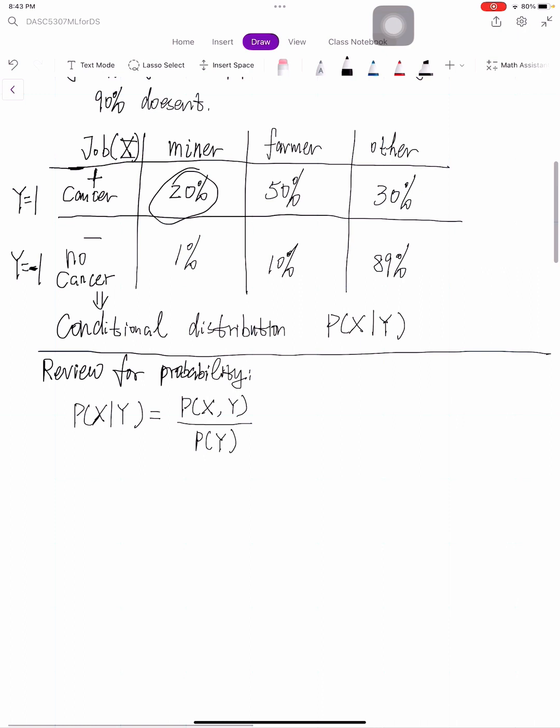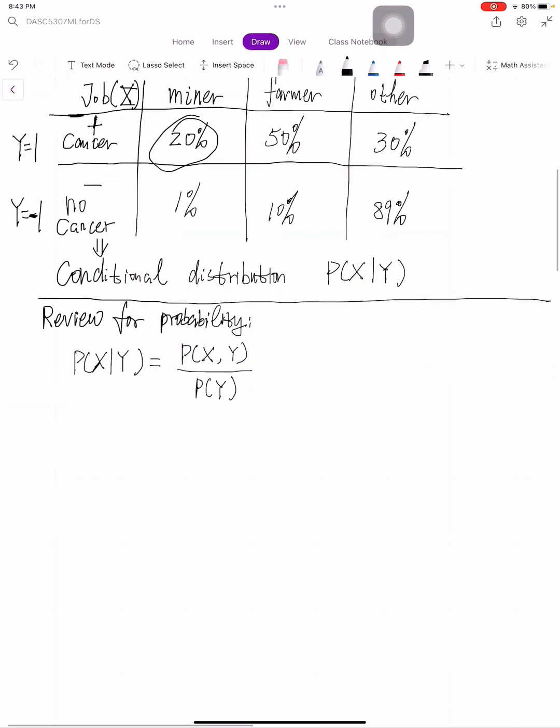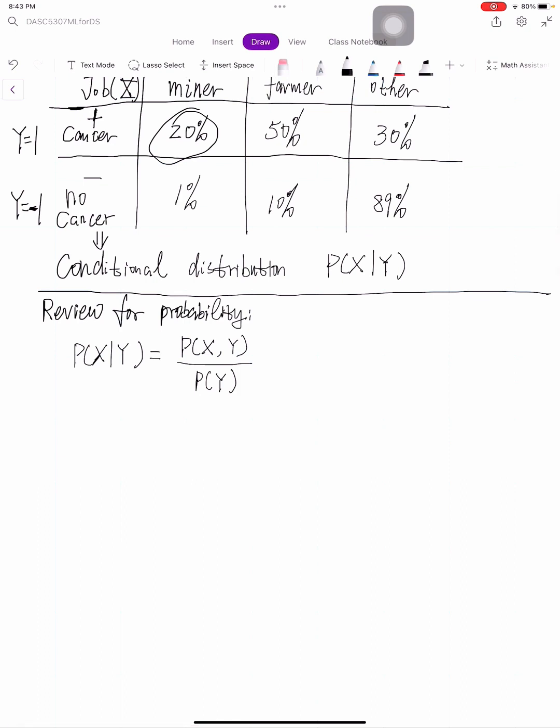Suppose we have two random variables, x and y. Here you can think of x as a person's job, occupation, and y as whether the person has cancer or not. The conditional probability of x given y can be written as the joint probability p(x, y) divided by the probability of y, and the probability of x.